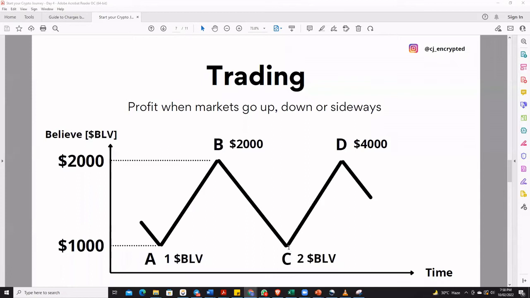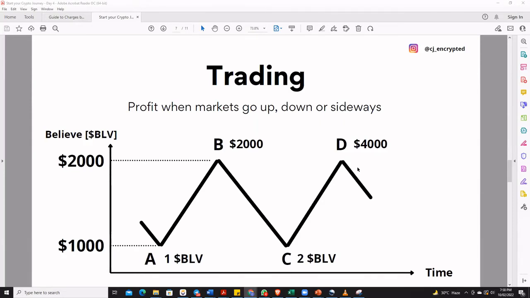It so happens that price goes up again to this $2,000 mark. But now, because I'm holding two coins, the value of what I'm holding in dollars is now $4,000. So this is how trading works. And this is how you compound your money over time.